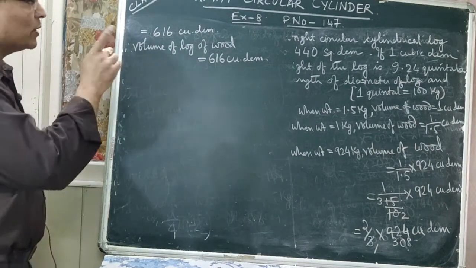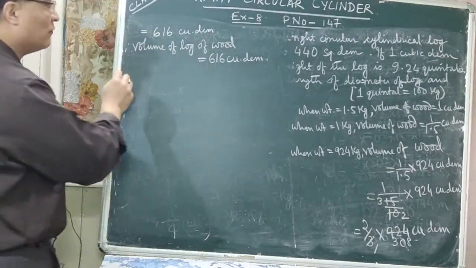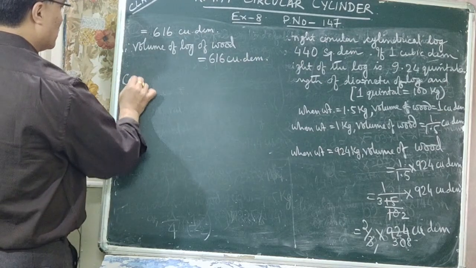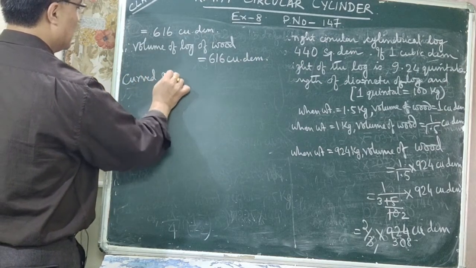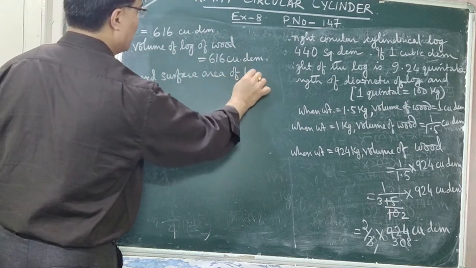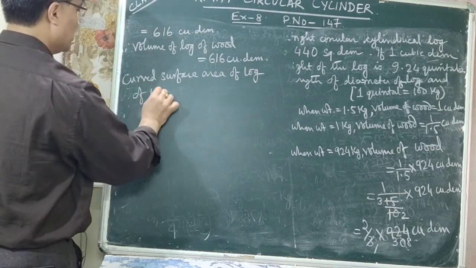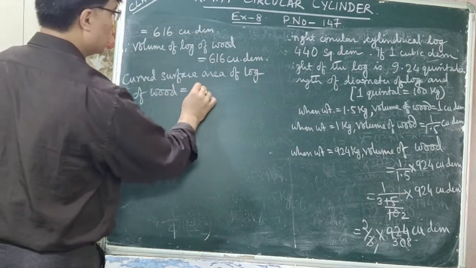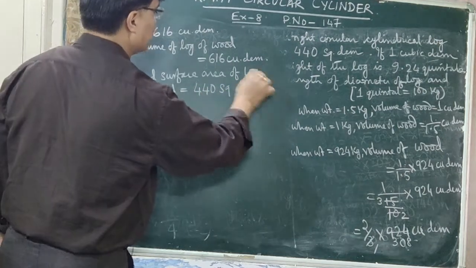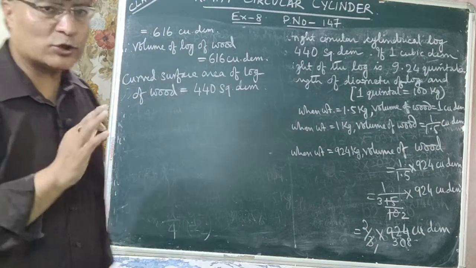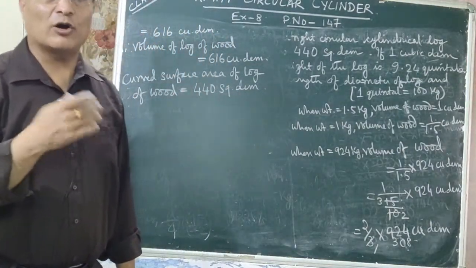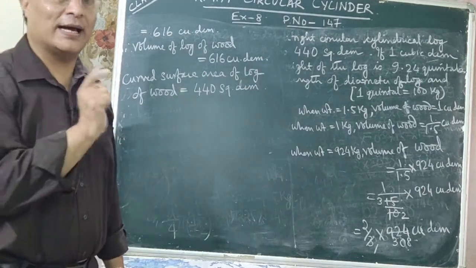Okay, but what is the curved surface area of the log of wood? It is given as 440 square decimeter. Curved surface area of log of wood is equal to 440 square decimeter. Is that clear? Now what is to be calculated? You have to find out the length of the diameter of the log of wood and also its height.